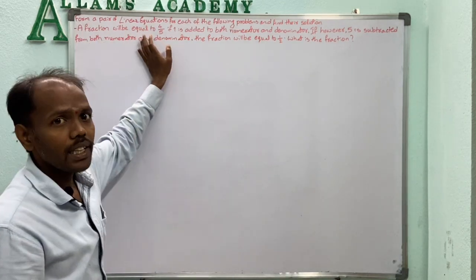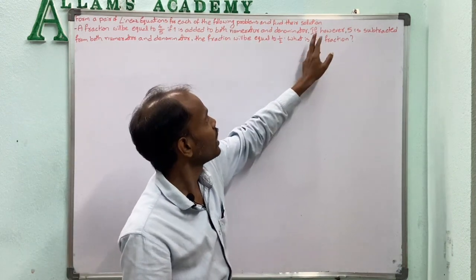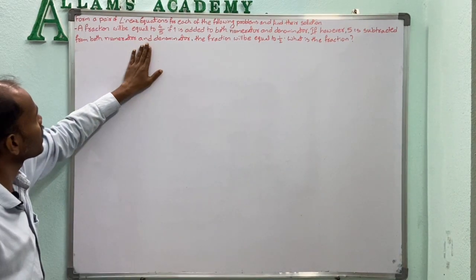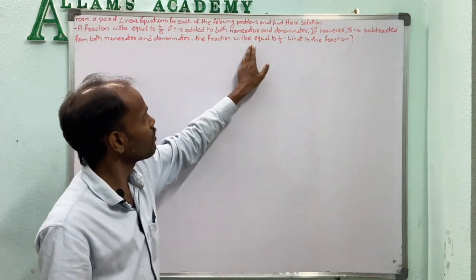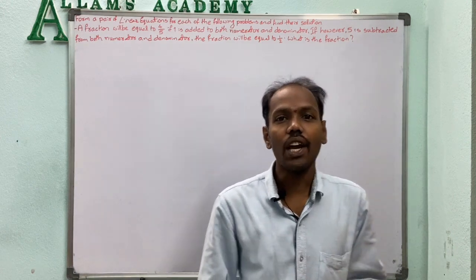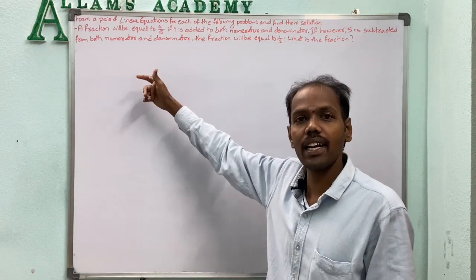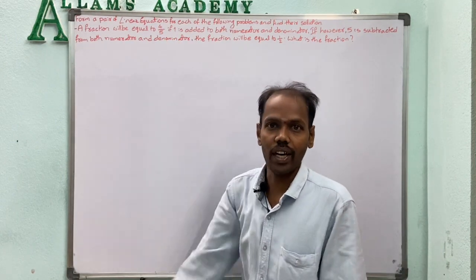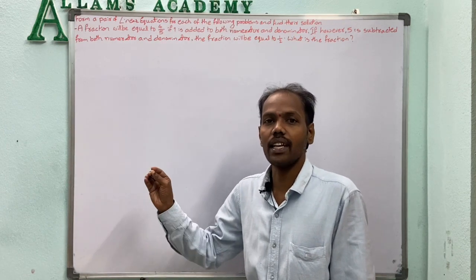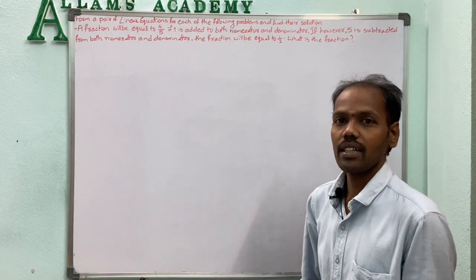A fraction will be equal to 4 by 5 if 1 is added to both numerator and denominator. If, however, 5 is subtracted from both numerator and denominator, the fraction will be equal to 1 by 2. What is the fraction? So here, given a fraction, if we add 1 to both numerator and denominator, we get 4 by 5, and if we subtract 5 from both numerator and denominator, then it will be equal to 1 by 2. So what is the fraction given?